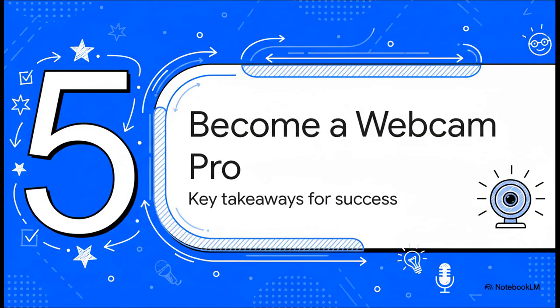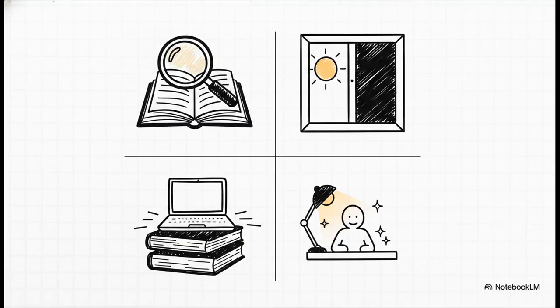So, now that you've run the checkup and you know how to troubleshoot, you are officially ready to become a webcam pro. Let's just quickly recap the key takeaways so you always look your best. Remember these 4 things. 1. Check your focus using something with text. 2. Check your exposure by pointing the camera at something bright, like a window, to see if you're losing detail.